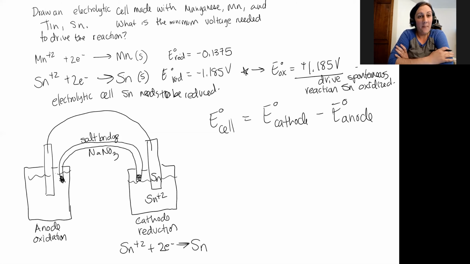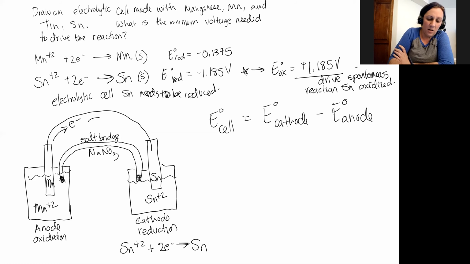That's going to leave our manganese to be oxidized. So that's going to be on our anode. We'll have manganese metal, and then we'll have manganese plus 2 in solution. And we're going to force these electrons to go the opposite direction that they want to in this cell.